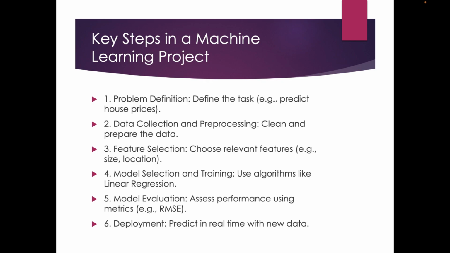Okay, now the fifth step is model evaluation. In this step, we will evaluate our model using metrics like mean absolute error, also called MAE, or root mean squared error, also called RMSE, to check how close the predictions are to actual prices. Now, the last step is deployment of the model. This allows you to predict house prices for new data in real time.